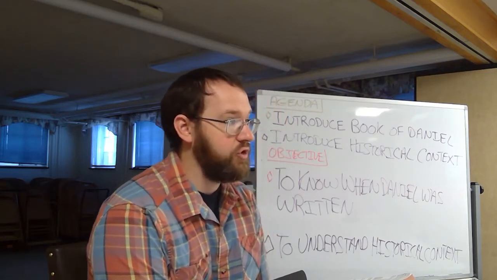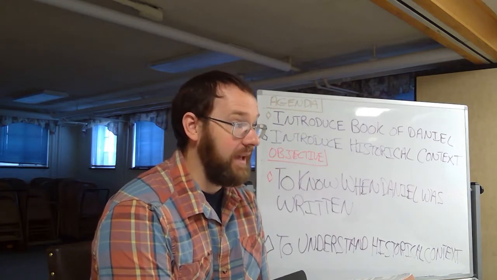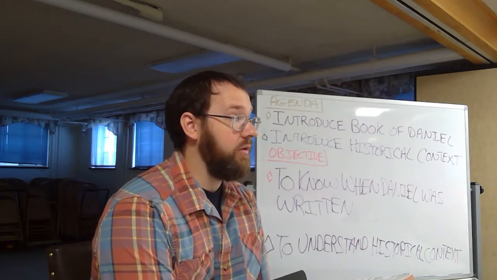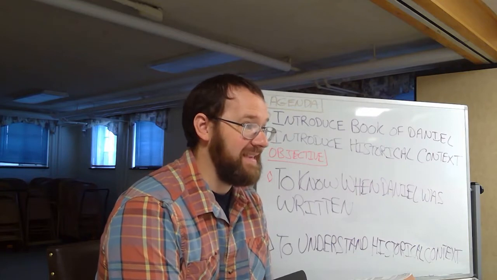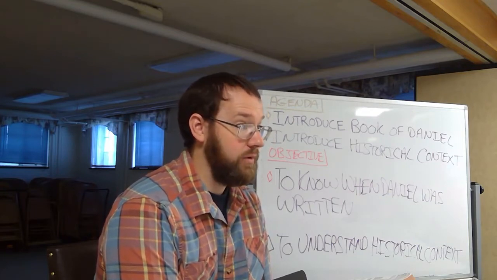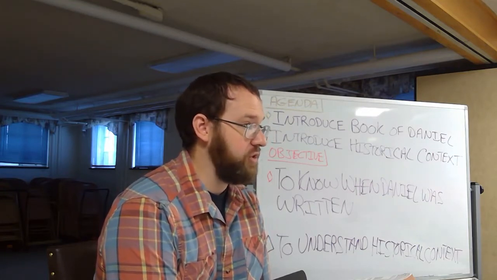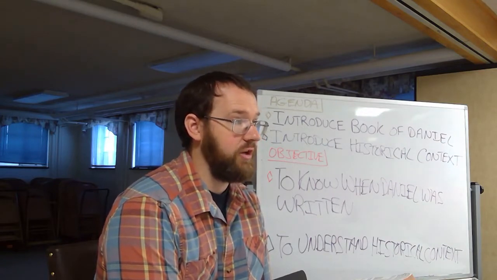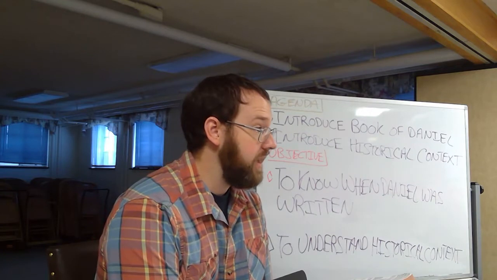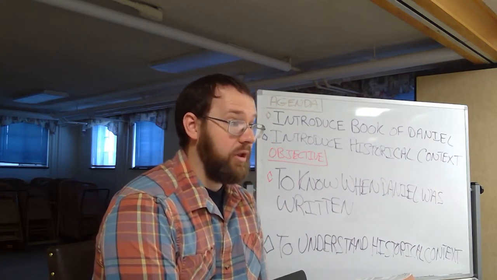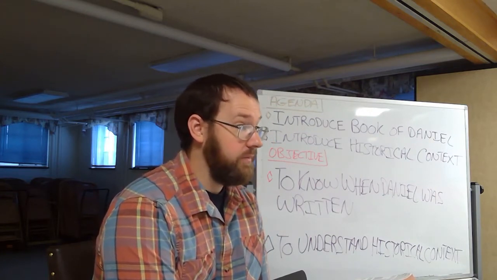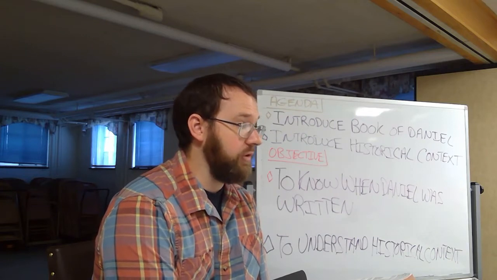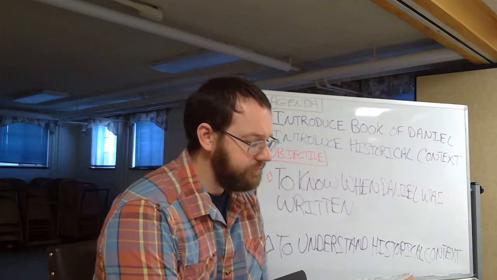Then from chapter 2 verse 4 through chapter 7 is in Aramaic. Then from chapter 7 to the end is back in Hebrew. So there's a little bit of an exception here with the book of Daniel. A good chunk of the middle section is actually written in Aramaic. Why? Well, Babylon spoke Aramaic. The Babylonians spoke mostly Aramaic.